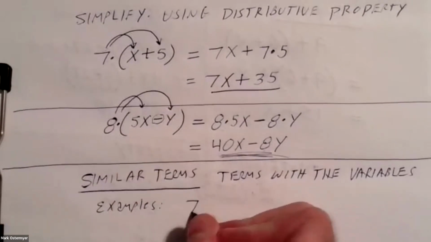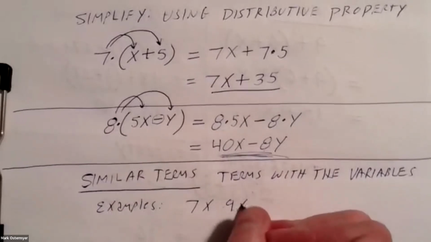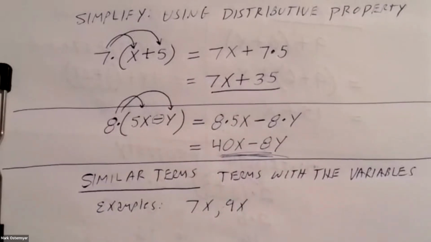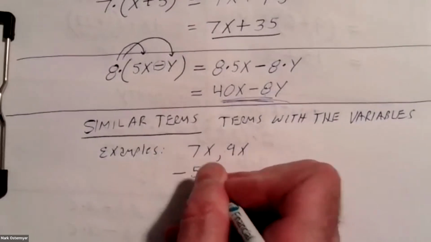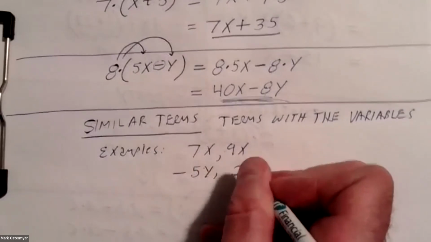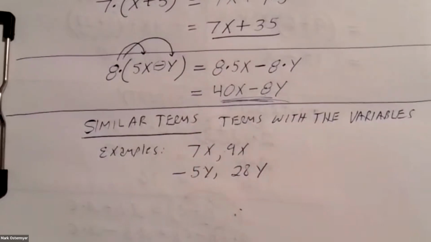Some examples would be 7x and 9x. Those are called similar terms because they both have the variable x attached to them, don't they? Those are called similar terms. Negative 5y versus 28y. Those are called similar terms. They both have y's attached to them.